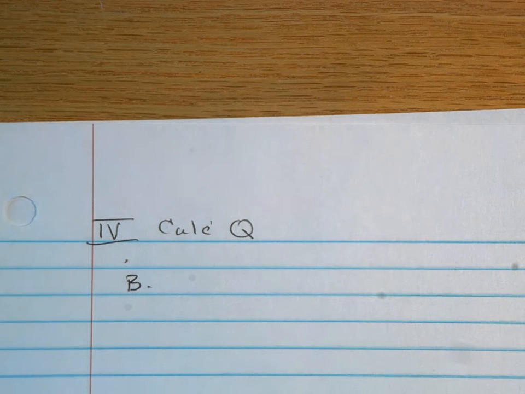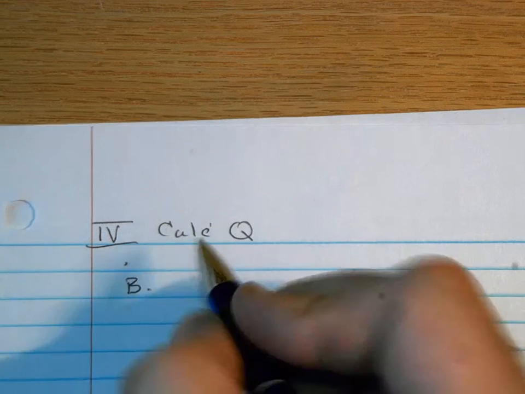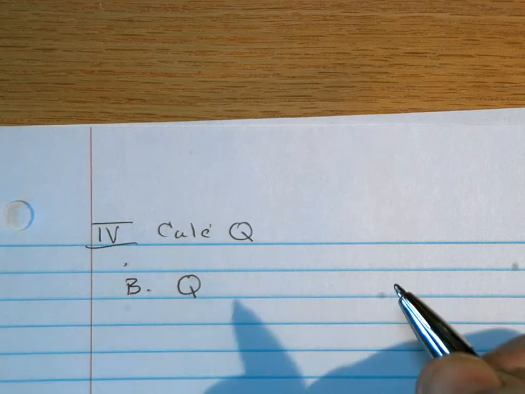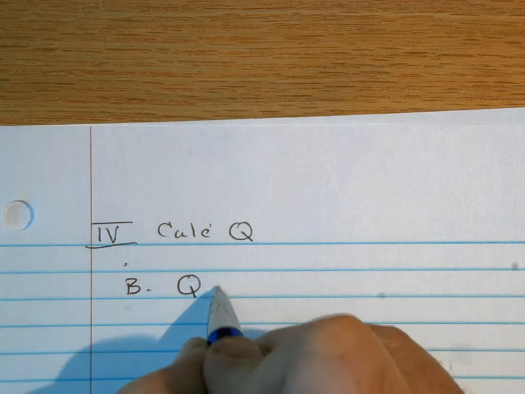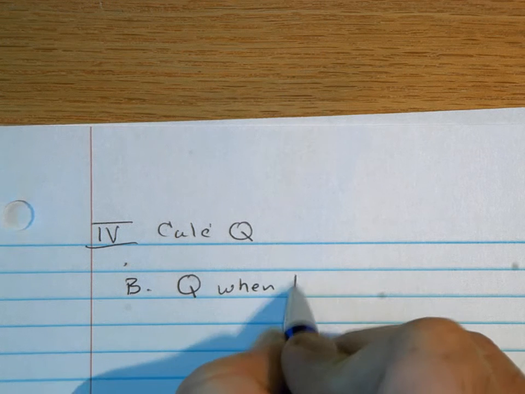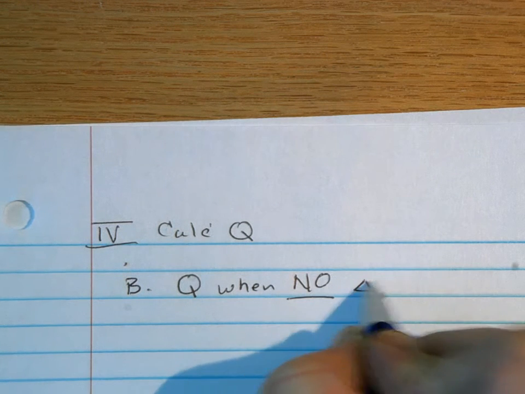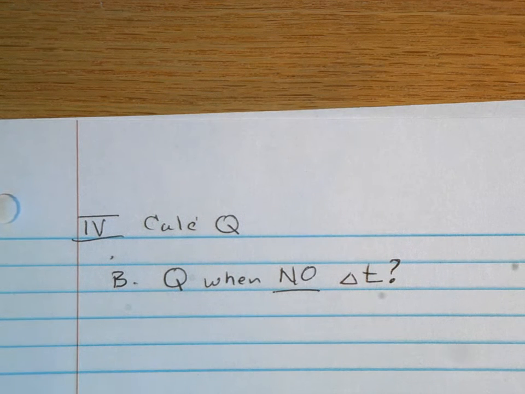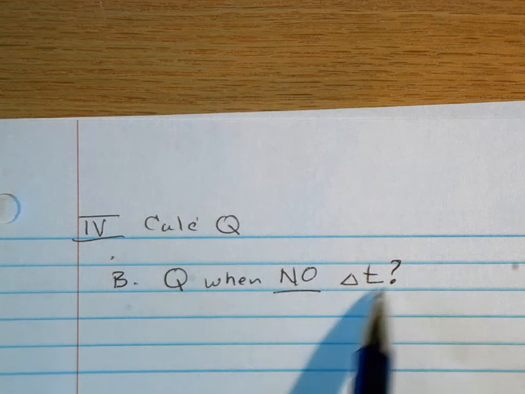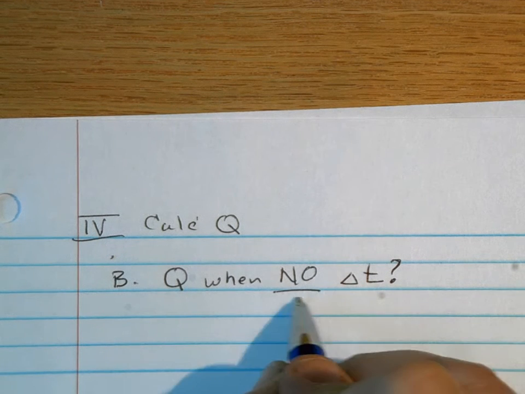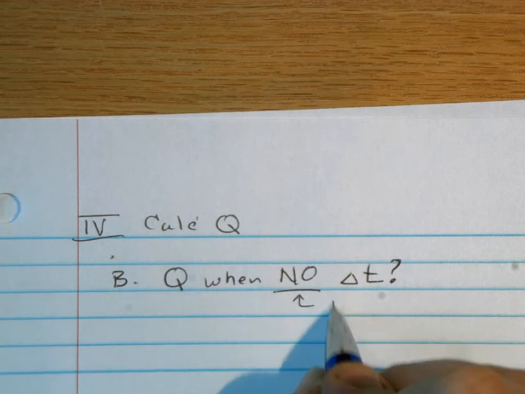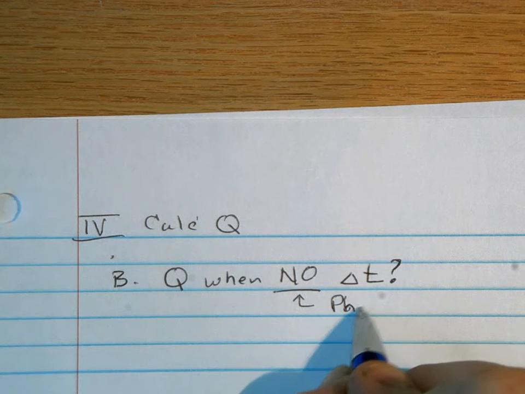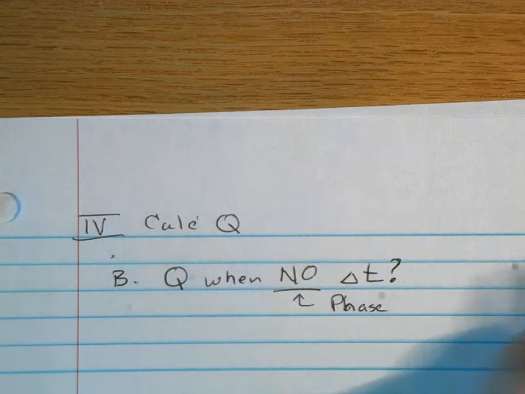So this is what we do. How do we figure heat, Q, when there is no delta T? When there is no change in temperature, how do we do that? What this comes down to, when there is no delta T, is called a phase change, P-H-A-S-E. This is a phase change.